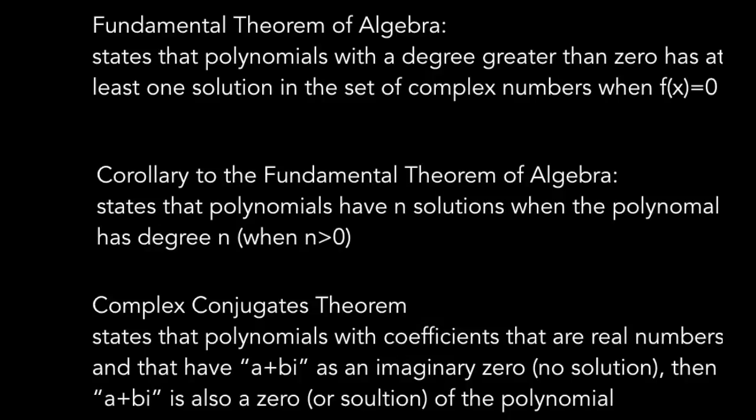The complex conjugates theorem tells us that polynomials with coefficients that are real numbers and that have a plus b times i as an imaginary zero or solution have a minus b times i as another zero or solution of the polynomial.